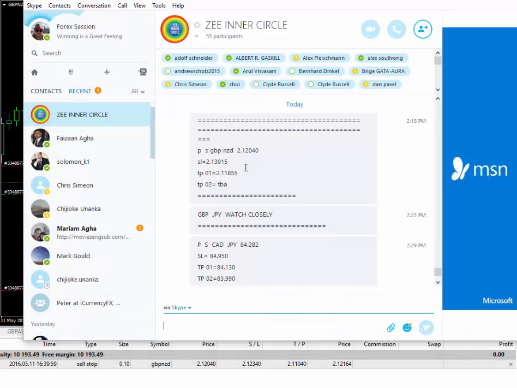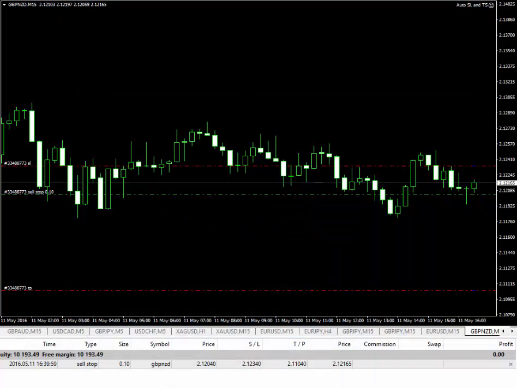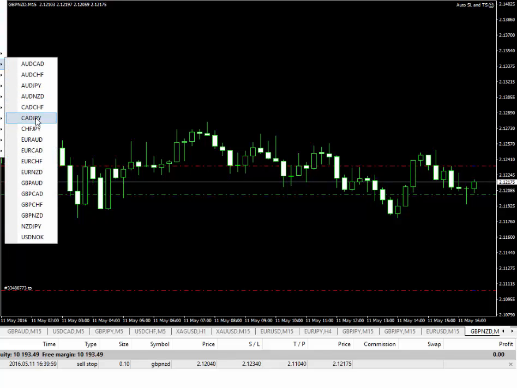Okay, now let's see what other signal he has given recently. Okay, the next one, Canadian dollar and JPY. Let me open Canadian dollar JPY. Go to new chart and go here, Canadian dollar JPY.